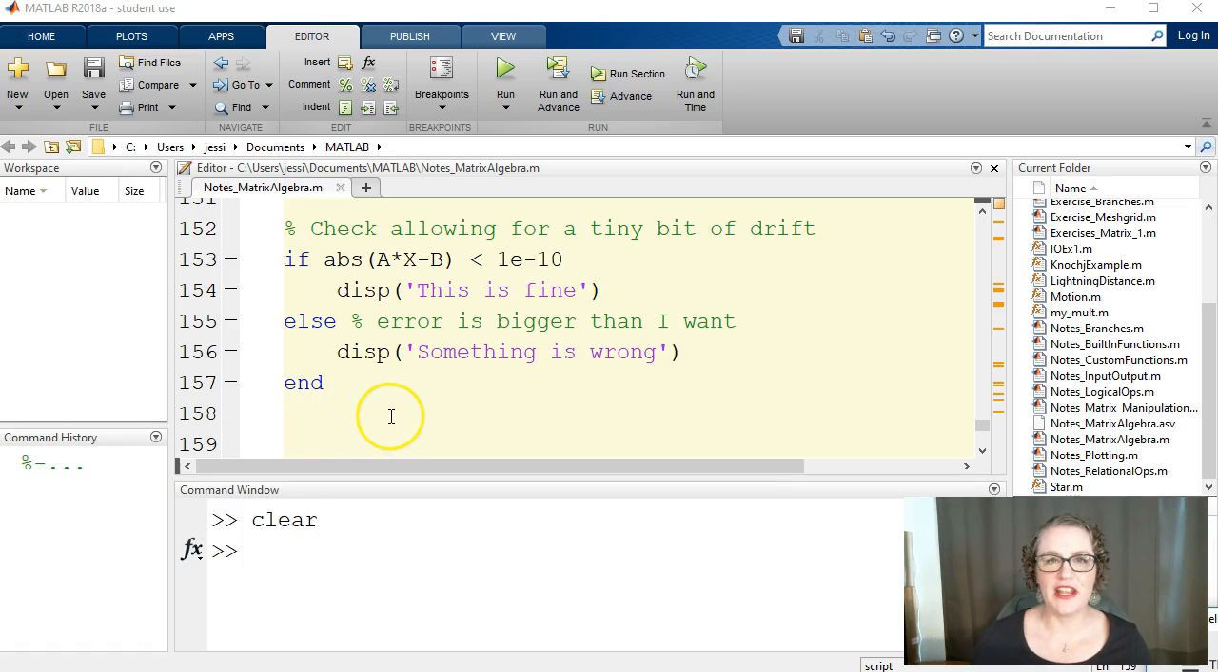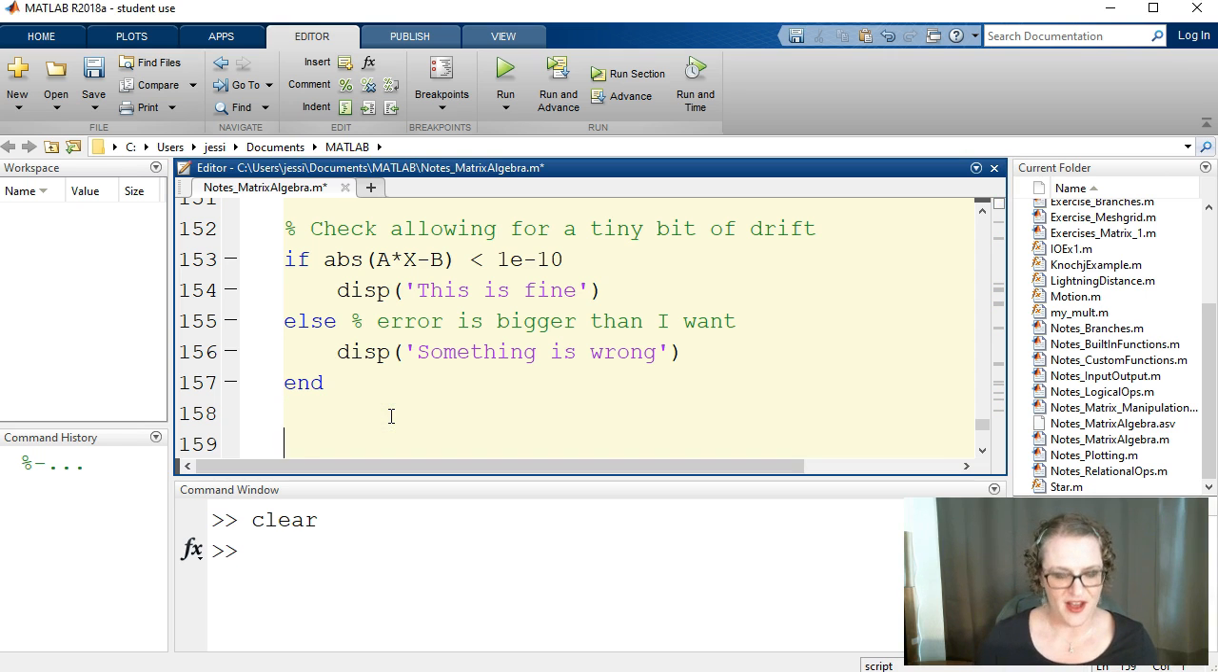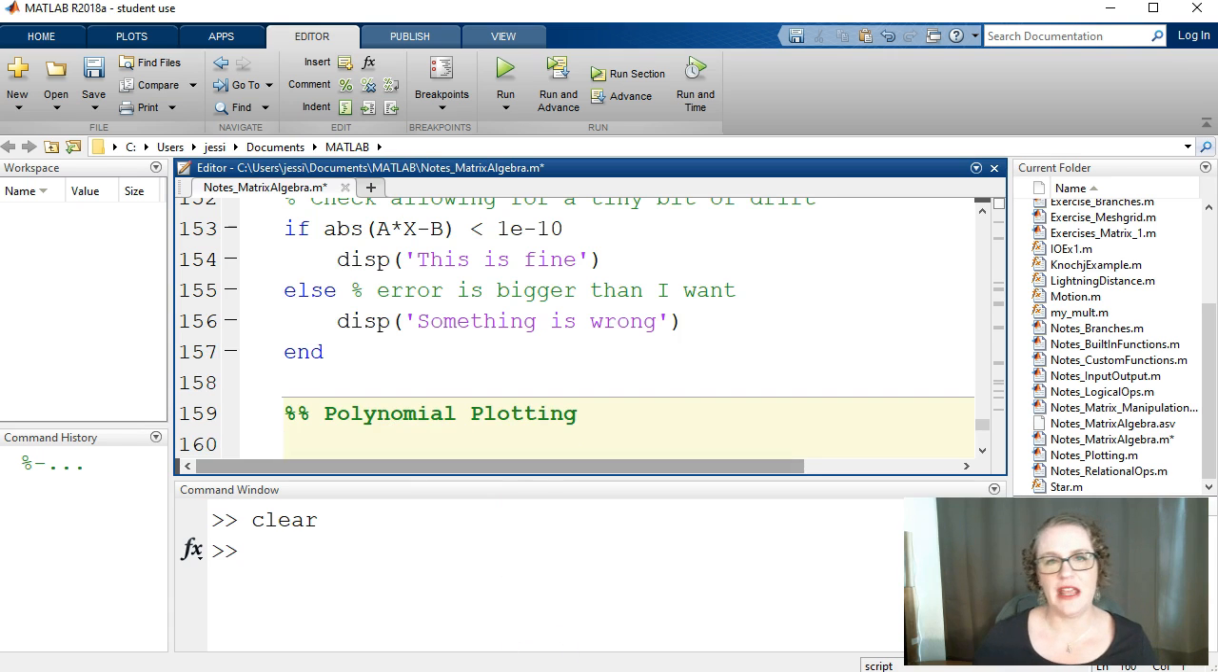In this video, we'll look at how systems of linear equations can be used to help us create a polynomial to go through certain points. I'll call this polynomial plotting. So given a certain set of points, how do we construct a polynomial that goes through those points?